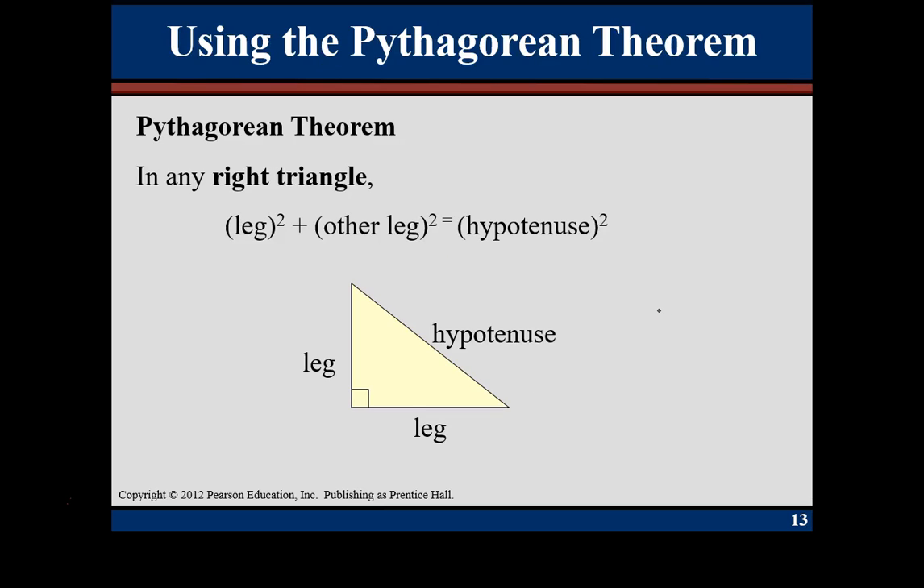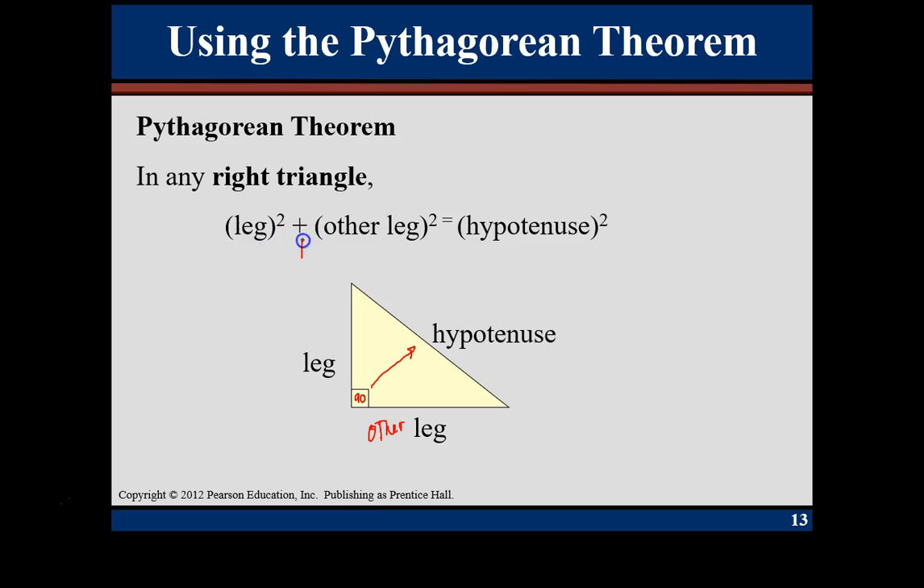The Pythagorean theorem has to do with right triangles, triangles that have a 90-degree angle in them. The sides that make up the 90-degree angle are called legs. The side across from it is called the hypotenuse, and the hypotenuse is the longest side. Now it doesn't matter which is one leg and which is the other leg. Those can change, but the hypotenuse is always the side across from the 90-degree angle.